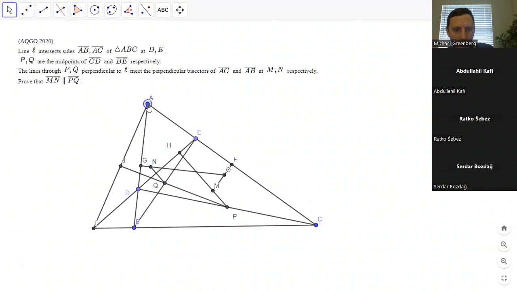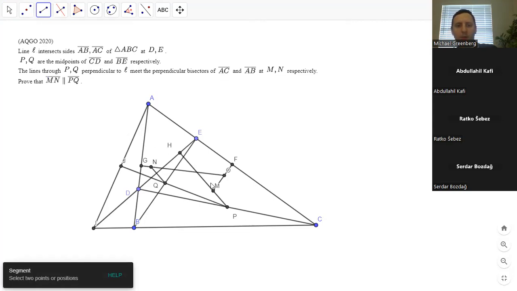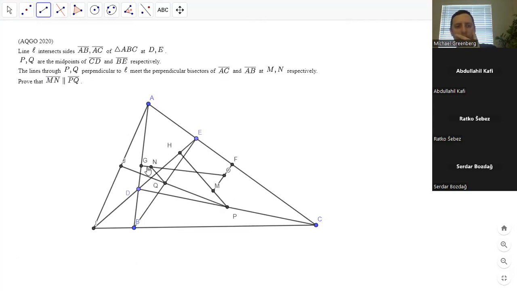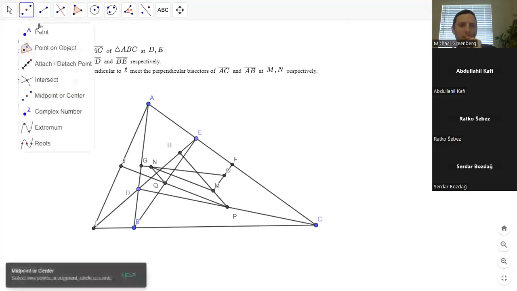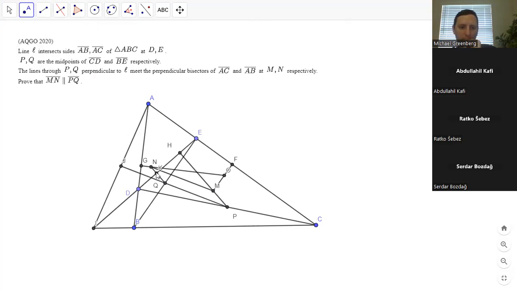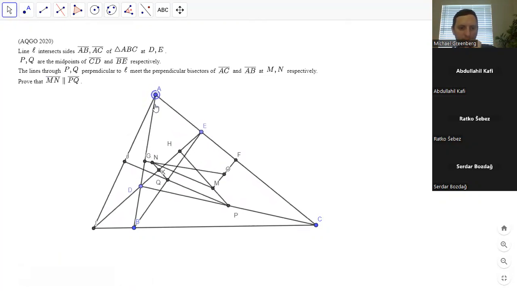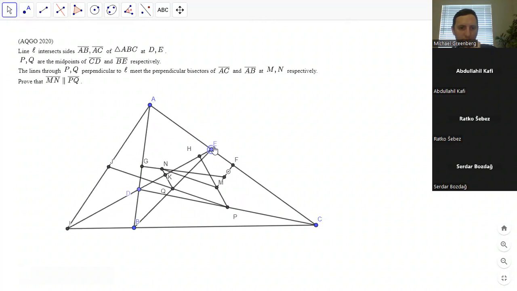We need to show that NQPM is a parallelogram, so it is sufficient to show QN is equal to PM. Okay. Oh, but yeah, because these two are both parallel. That's a good point. All right. So yeah, we have to show that this is a parallelogram. I could draw this point too if I really want, but it's getting a little crowded. Maybe that looks okay.